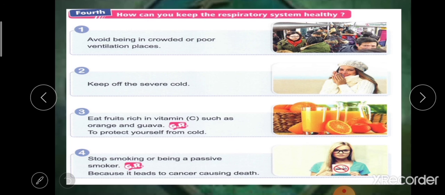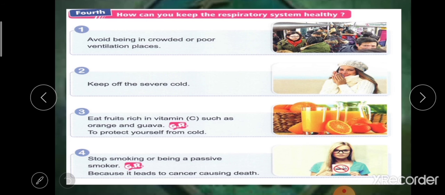And also we should keep away from severe cold to keep our respiratory system healthy. We should eat fruits rich in vitamin C, such as orange and guava, to protect ourselves from cold, or to keep our respiratory system healthy.